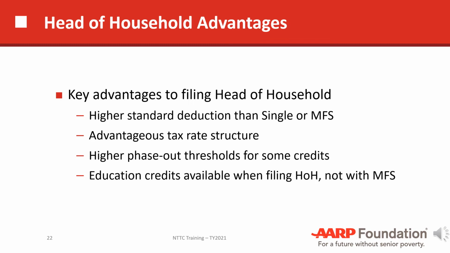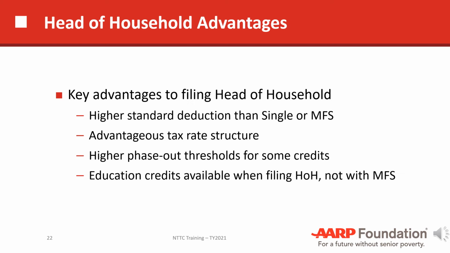Well, you have the higher standard deduction than single or MFS. So a higher standard deduction, that's an incentive right there. And you have an advantageous tax rate structure. So the tax rate is better on head of household than it is on the other filing statuses. Higher phase out thresholds for some credits.